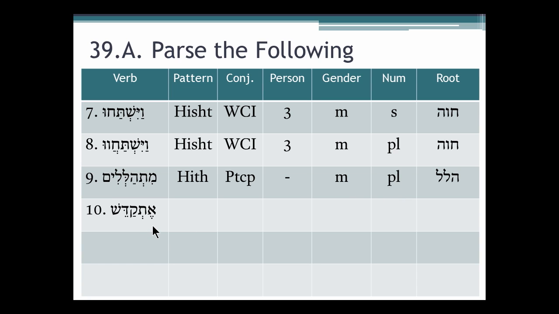Number 10, ethkadesh. Aleph, can that be a prefix, an imperfect prefix? Yes, it can. It's followed by tav with an i class vowel, eth. So we have a Hithpael again, and the aleph here tells us it's Hithpael imperfect first common singular.